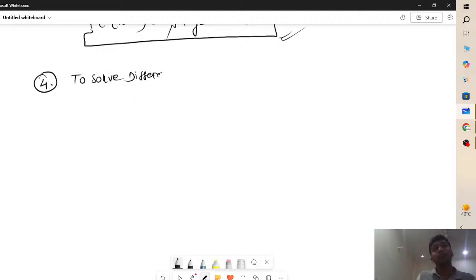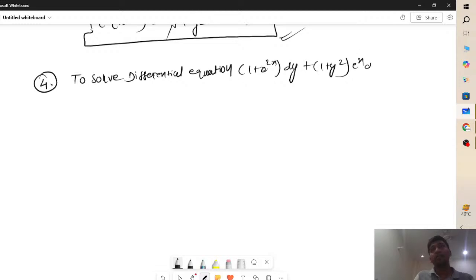To solve the differential equation: (1 plus e raised to the power 2x) dy plus (1 plus y square) e^x dx equals 0, under the condition x equals 0 and y equals 1.